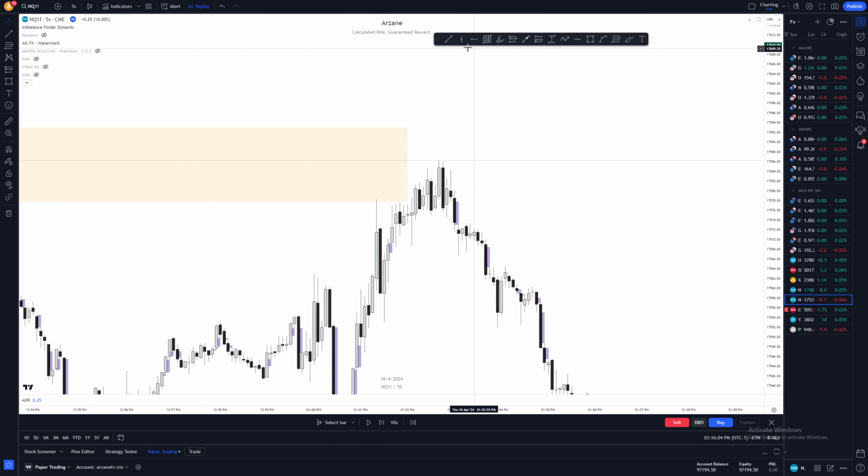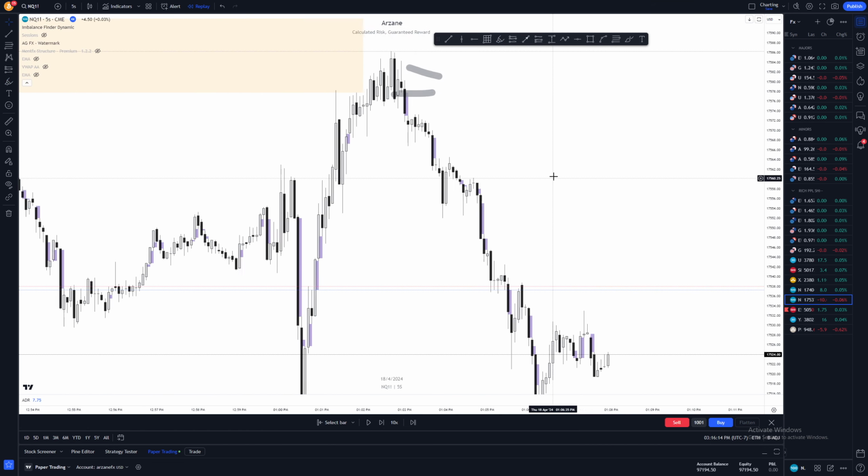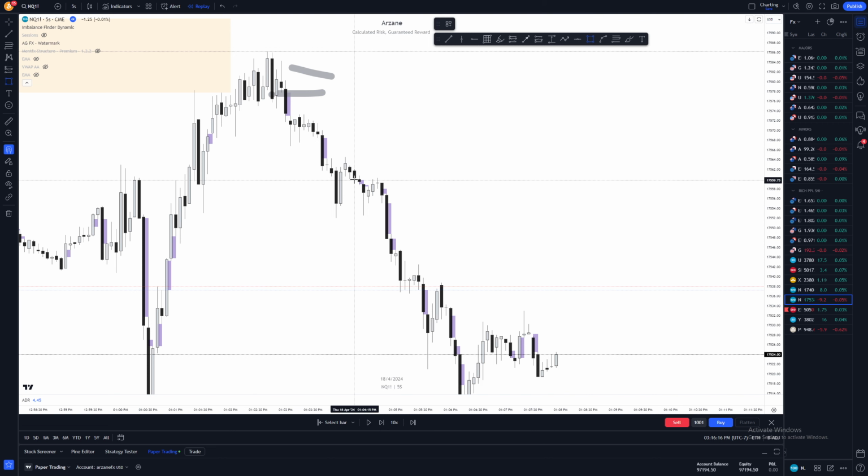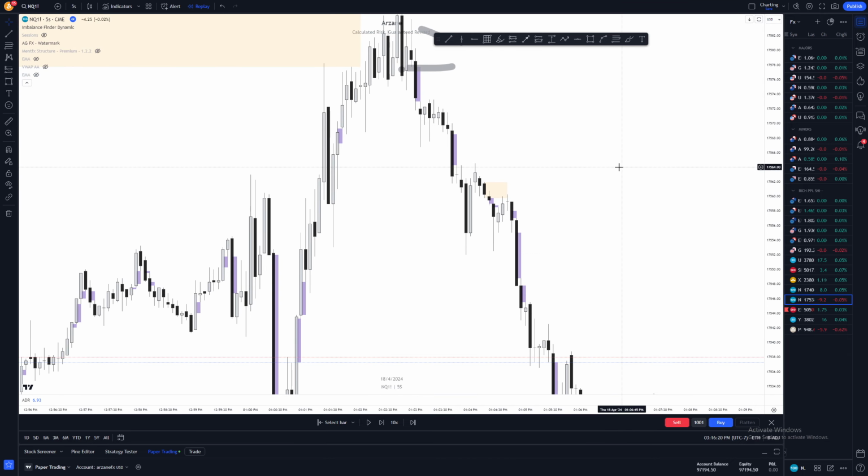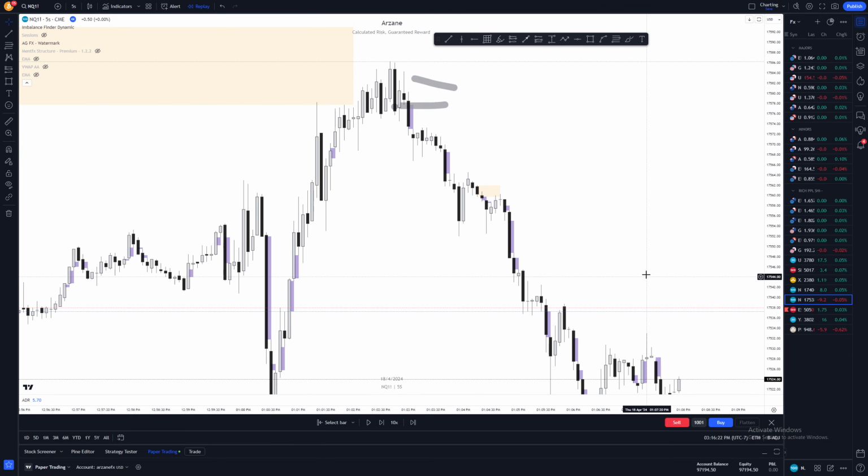Love to have gone short either here, or that's about it. There's one little short right here you could have taken, but it's pretty minuscule. But the RR was definitely there. If you can get into small trades like this where you can stack the same risk as something bigger, you have a lot more RR opportunity.